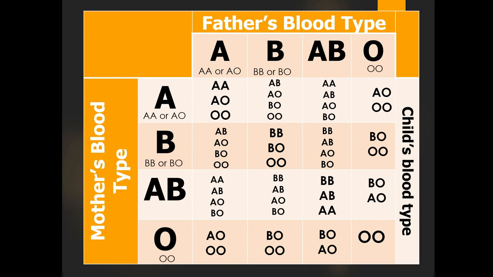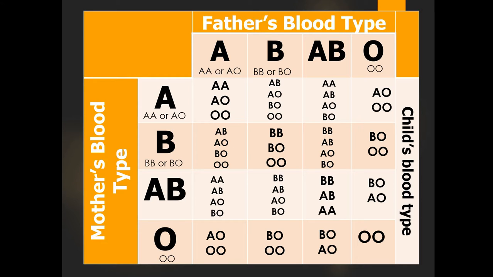Okay, if the mom was an A and suppose the dad was an AB and the child was an O, we determined that the child couldn't have AB as a dad. What could she have had as a dad? So A, B, or O, right? Because there's an OO in each of those.